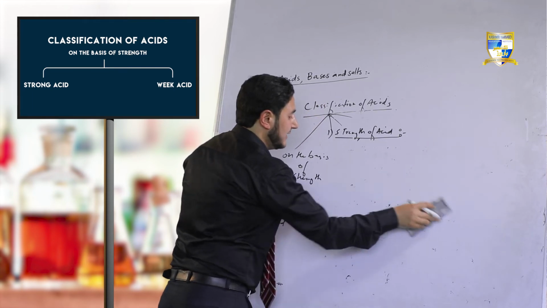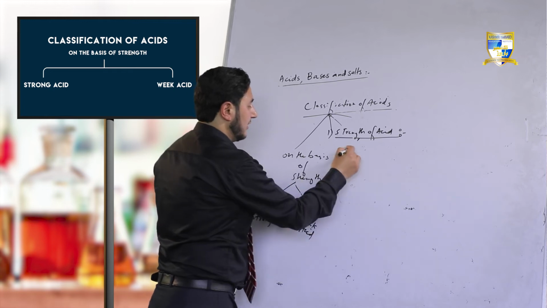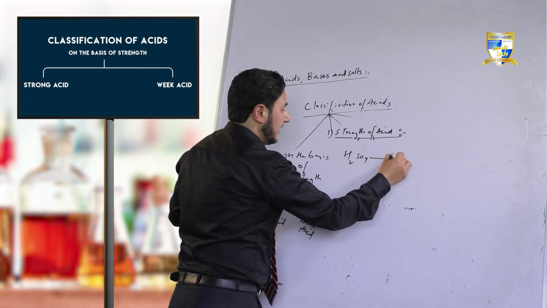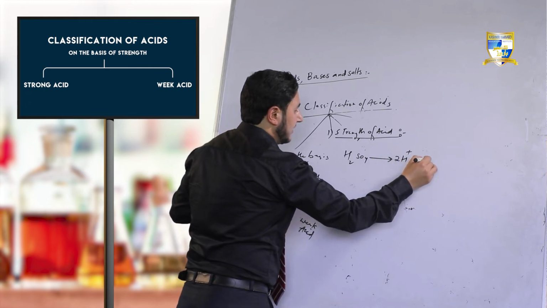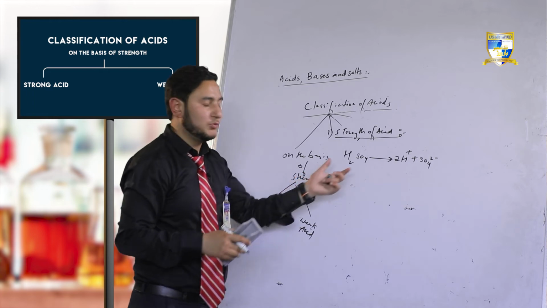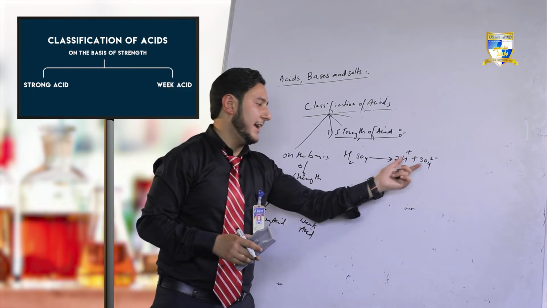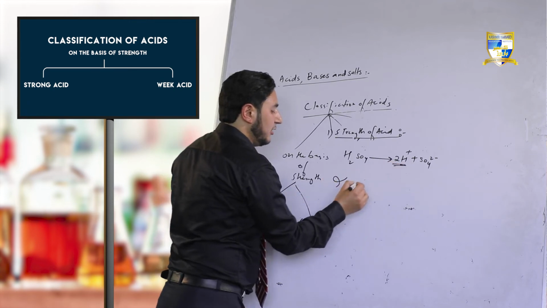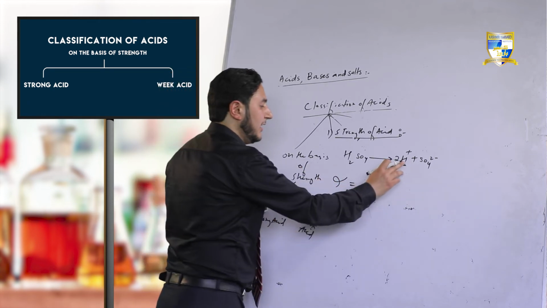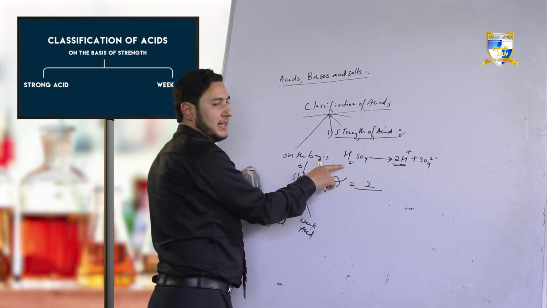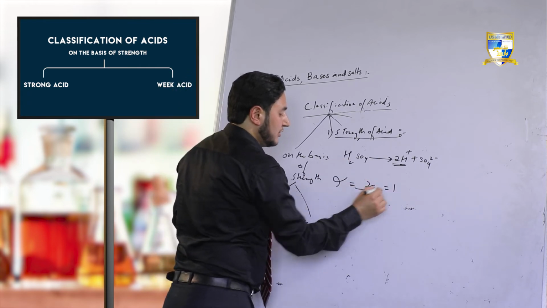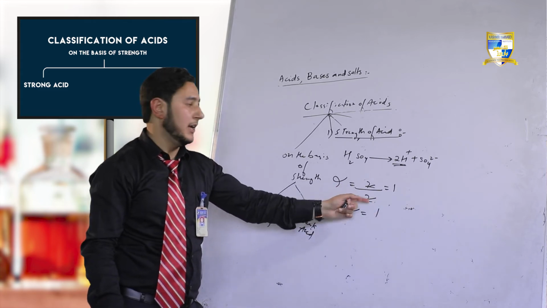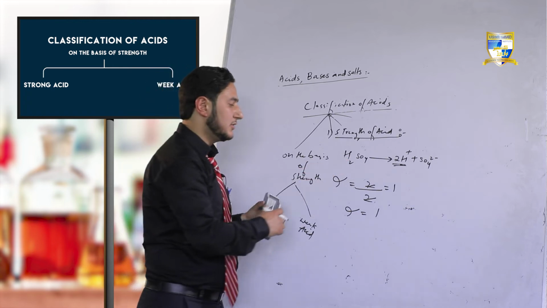Moving to another example, that is H2SO4. Sulfuric acid, also called the king of chemicals, H2SO4, gives 2H positive and SO4 2 negative. Let's check out the value of alpha. Number of replaceable, how many are being replaced? 2. How many were present? 2 also. So the value of alpha is equal to 1. The value of alpha being equal to 1 means H2SO4 is a strong acid.